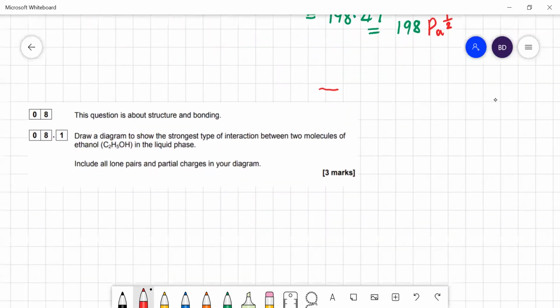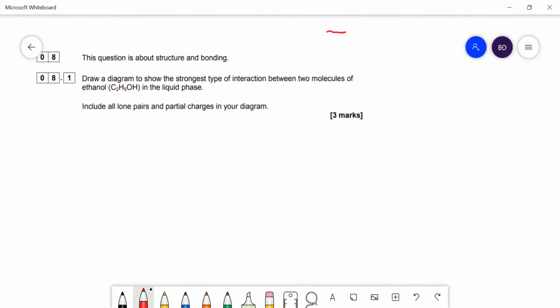Right. Structure and bonding. Now, draw a diagram to show the strong interaction between two molecules of ethanol in the liquid phase. Now, ethanol, you can probably tell before I start drawing it, it can form hydrogen bonds. So let's draw an ethanol molecule. Why can it form hydrogen bonds? Because we have got this proton here, with a strong partial positive charge on it because it's connected to the very electronegative oxygen. I'm putting the partial charges.